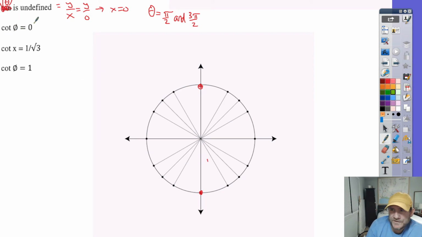Okay, when is cotangent 0? Well, cotangent is x over y, and it is 0 when the numerator is 0, and the denominator would be 1, because remember, we only get zeros when we get ones. So x being 0, oh, well, that's the same two spots again. Getting a little boring here. So phi is pi over 2 and 3 pi over 2.